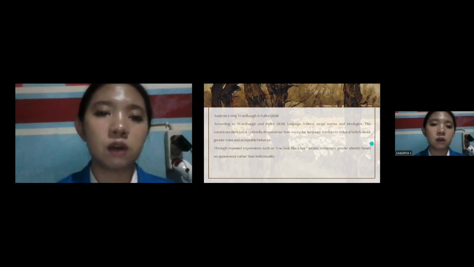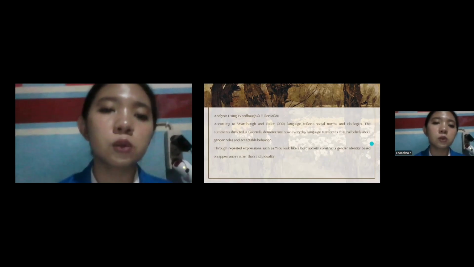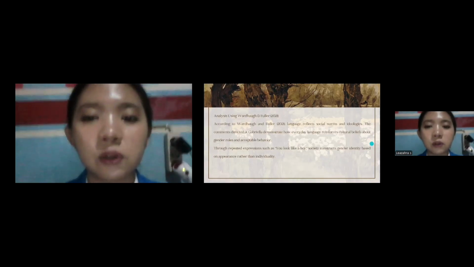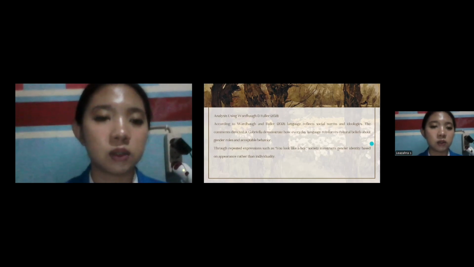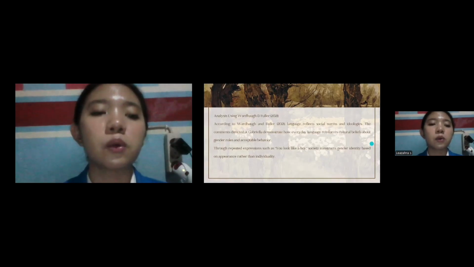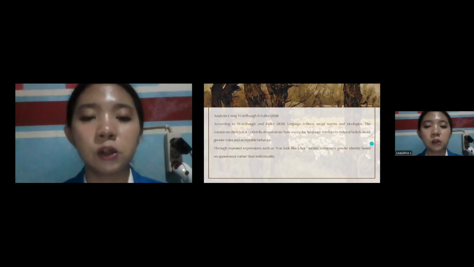Analyzing using Wardhaugh and Fuller. According to Wardhaugh and Fuller, language reflects social norms and ideologies. These comments directed at Gabriella demonstrate how everyday language reinforces cultural beliefs about gender roles and acceptable behavior. Through repeated expressions such as "you look like a boy," societies construct gender identity based on appearance rather than individuality.